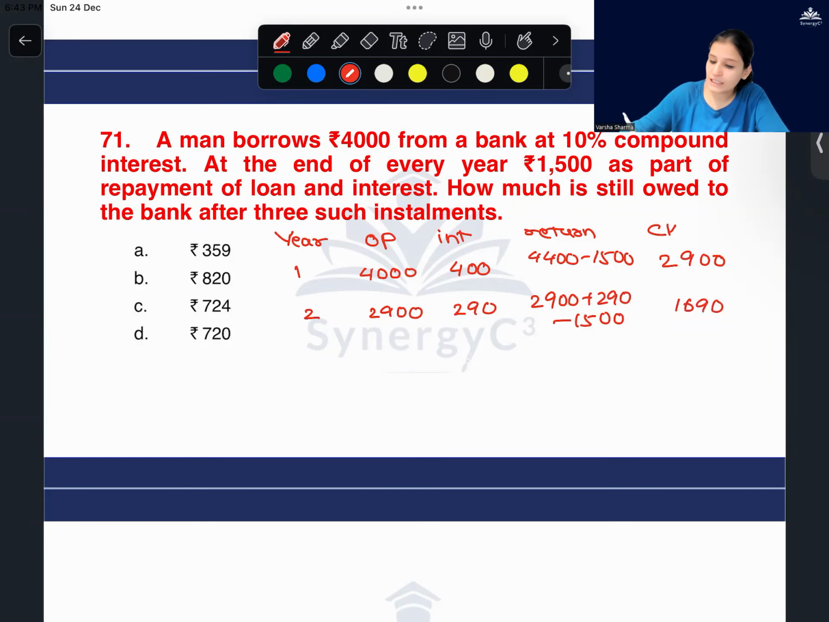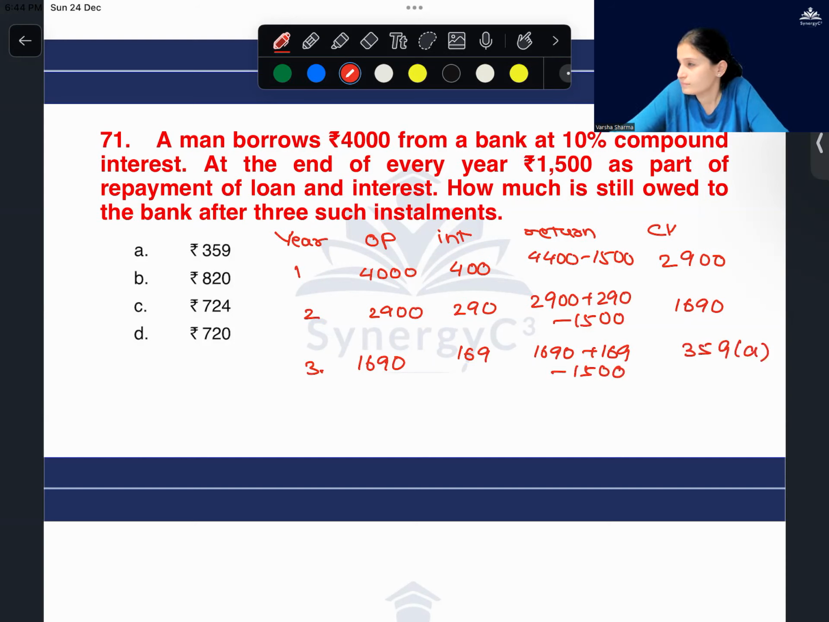1690. Now for the third year, my loan amount becomes 1690. Again, a 10% interest is levied. That means 169 rupees. So my total amount is 1690 plus 169. But I'm paying you back 1500. So I'm left with 359 rupees, which will be carried forward in the fourth year. Clear? So I made the payment of 1500 thrice. Now I'm left with only 359 as my loan amount pending. Clear? So it was not a common sense question, basic bank passbook question. Done? Everyone?